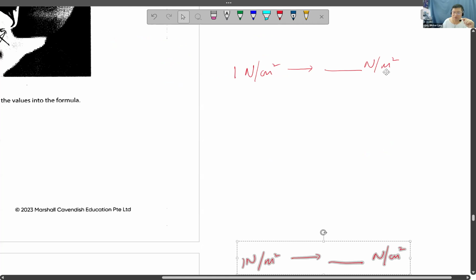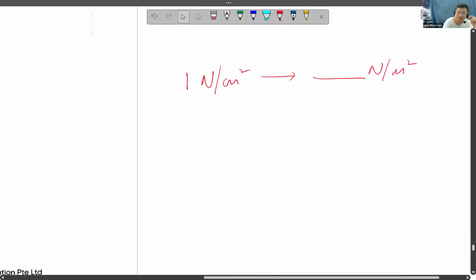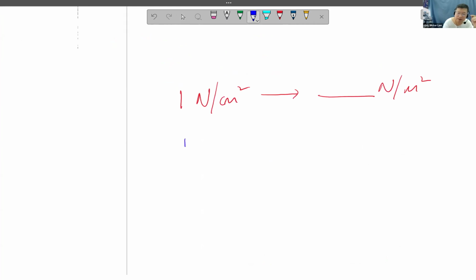How to do here? Okay, let me move this away first. Oh, no, I leave it here first. So I start from doing this. My first step, 1 Newton per cm square is equal to 1 Newton per 1 cm square. Am I right to say that?